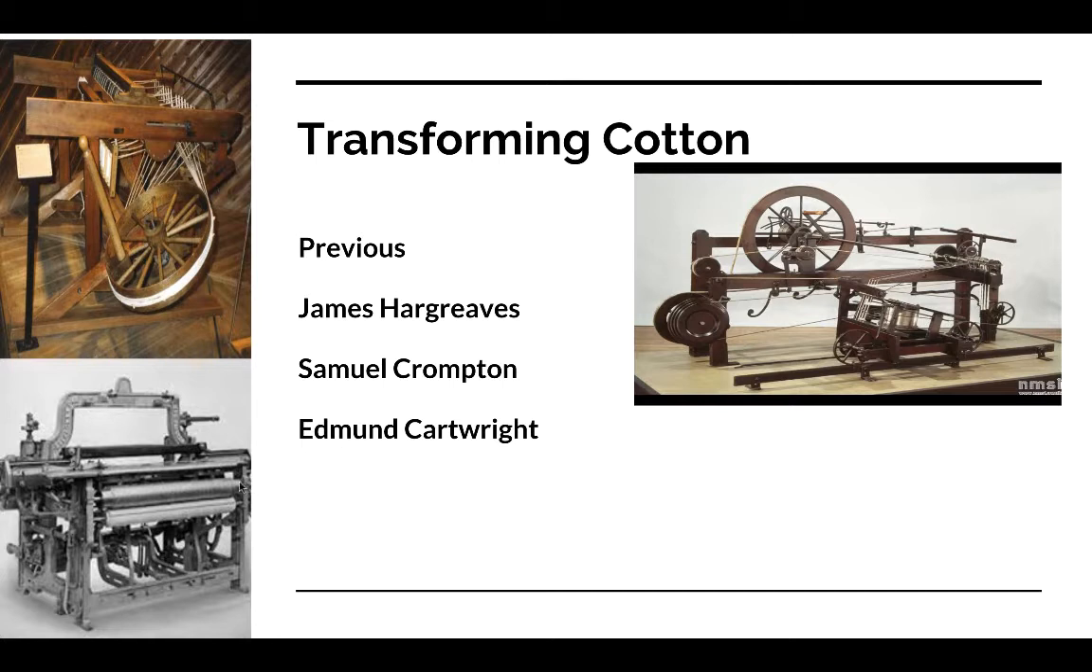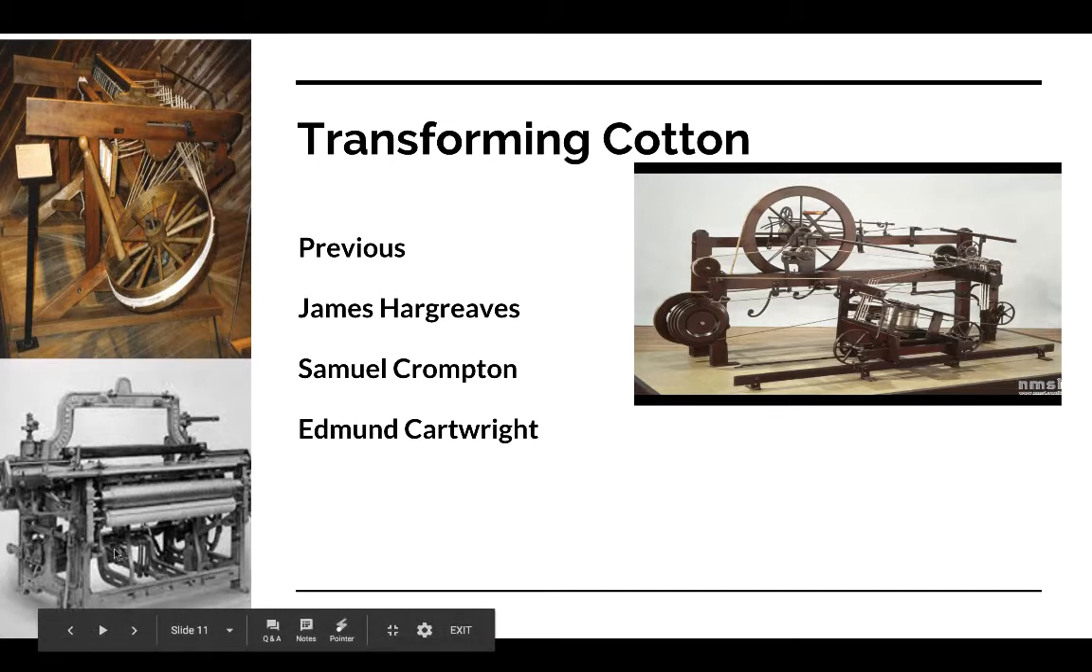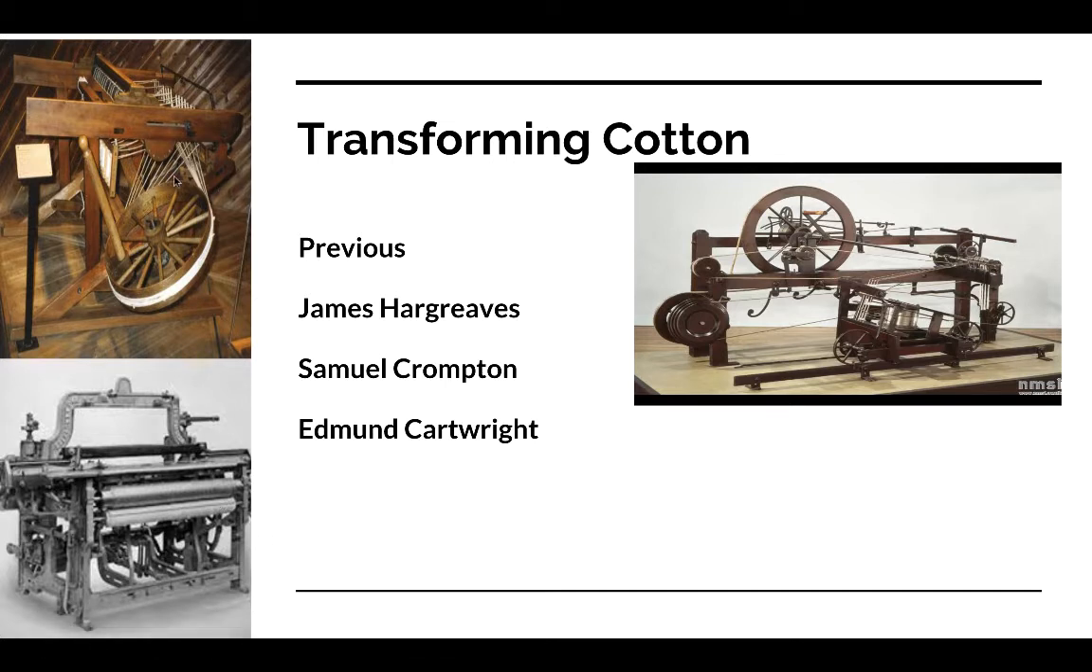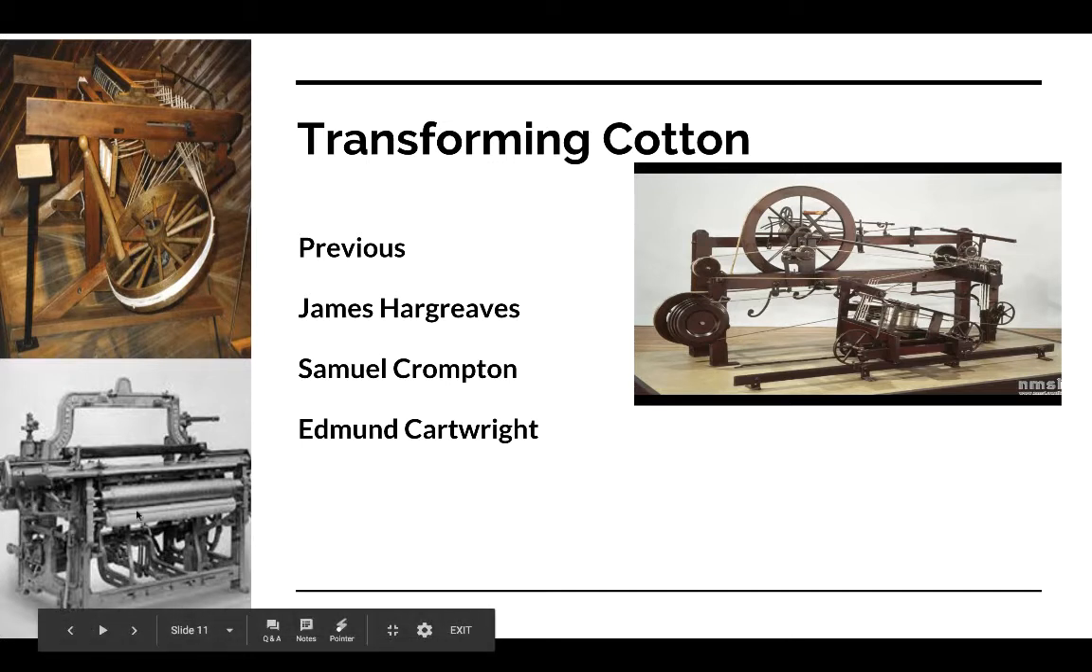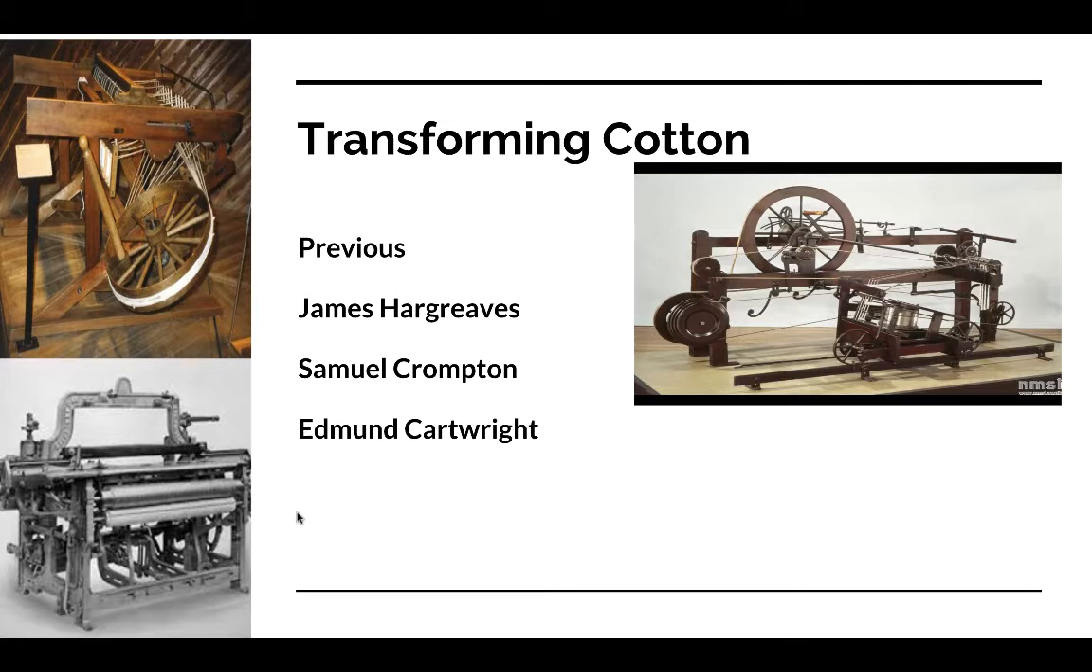Oops, made a mistake. Let's fix it. Sorry. This is the mule. This is the power loom. My bad. So mule, because it combines the spinning jenny. See that spinning jenny thing. And here is Edmund Cartwright's power loom that can make fabric as fast as the yarn is made. Okay, and this is huge.